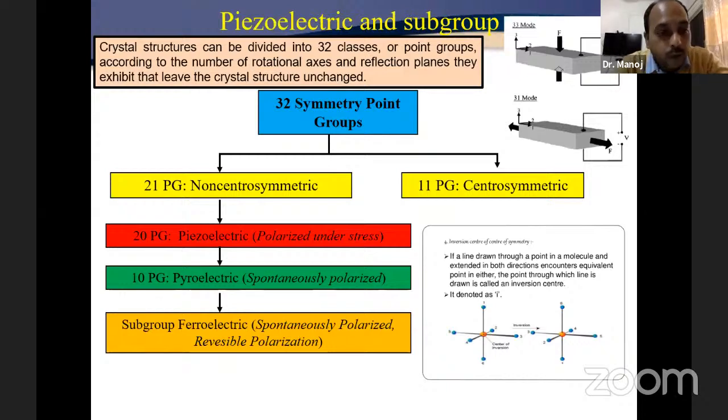Now, are all materials piezoelectric or not? We know that all crystal structures can be classified into 32 symmetry point groups. In these 32 point groups, there are two kinds, non-centrosymmetric and centrosymmetric. The non-centrosymmetric materials possess the piezoelectric effect. Then there are further subgroups, ferroelectric materials and pyroelectric materials, that are used for memory device applications.